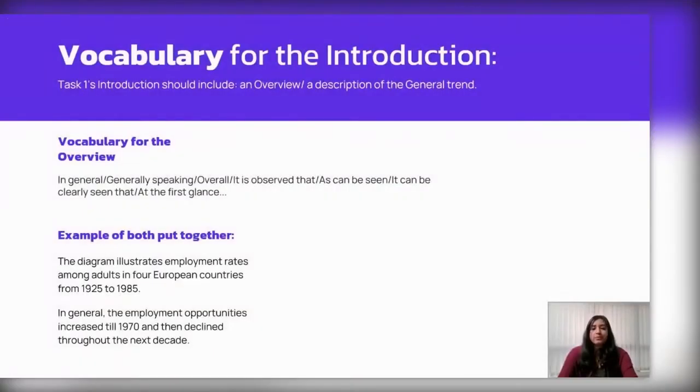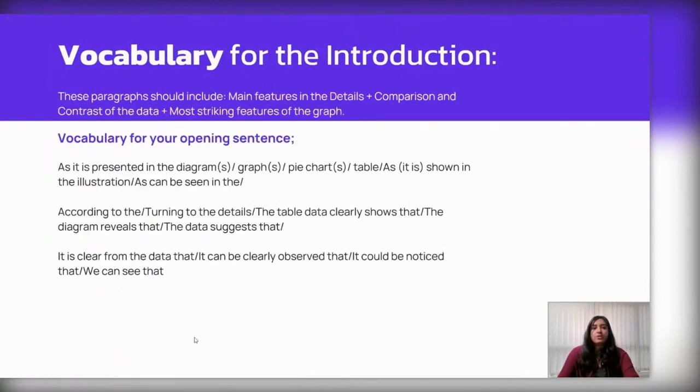All right. Now let's go on to looking at vocabulary for your opening sentence. So again, after the introduction, you should have your upcoming paragraphs. These paragraphs should include the main features in detail, comparisons and contrasts of the idea, and the most striking features of the graph. Okay, so here are some vocab for your opening sentence.